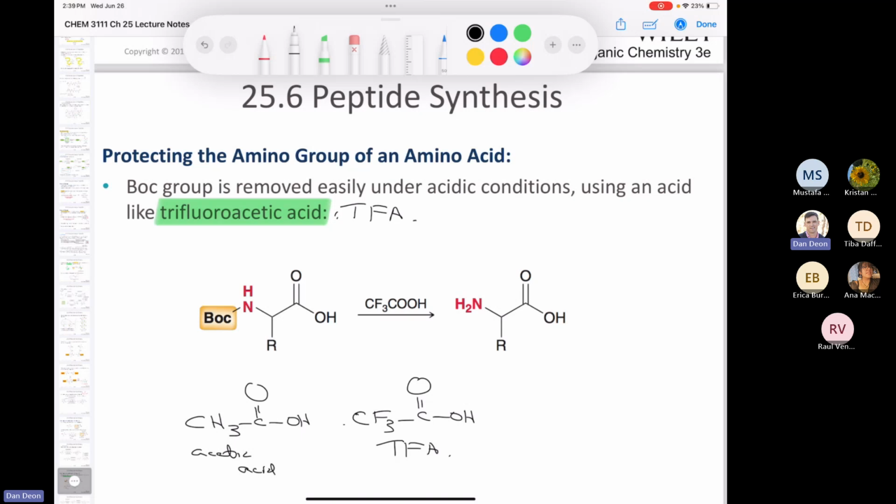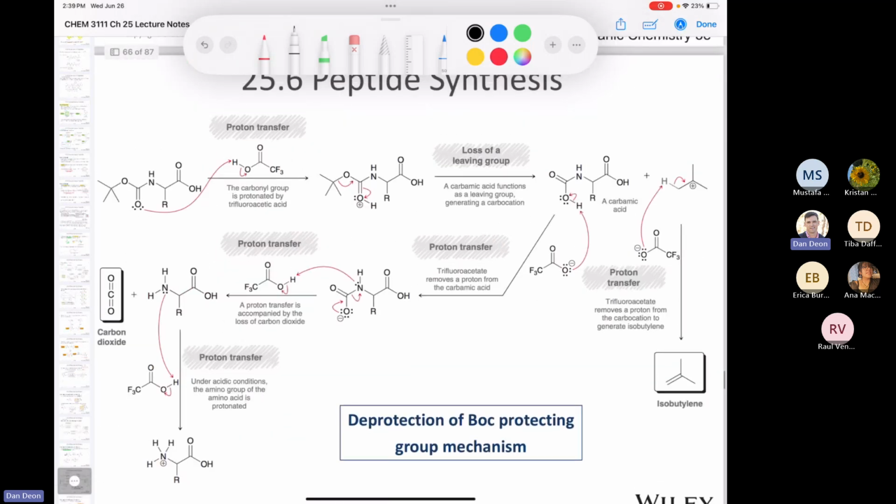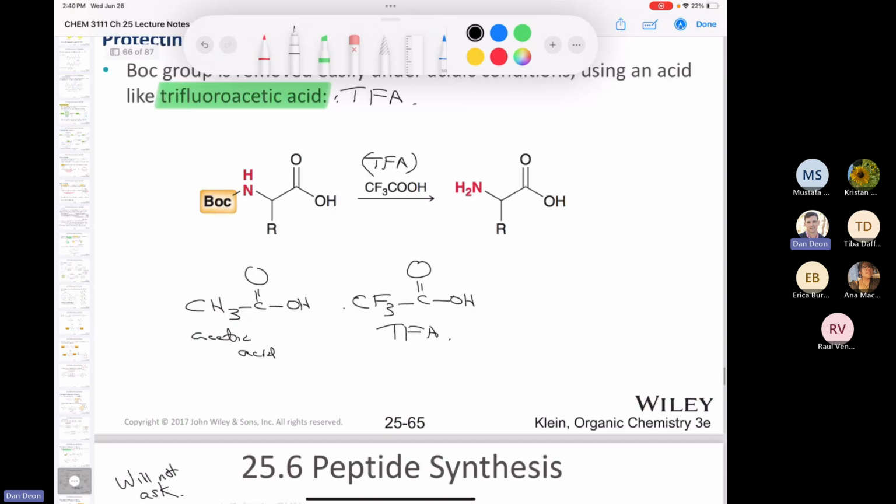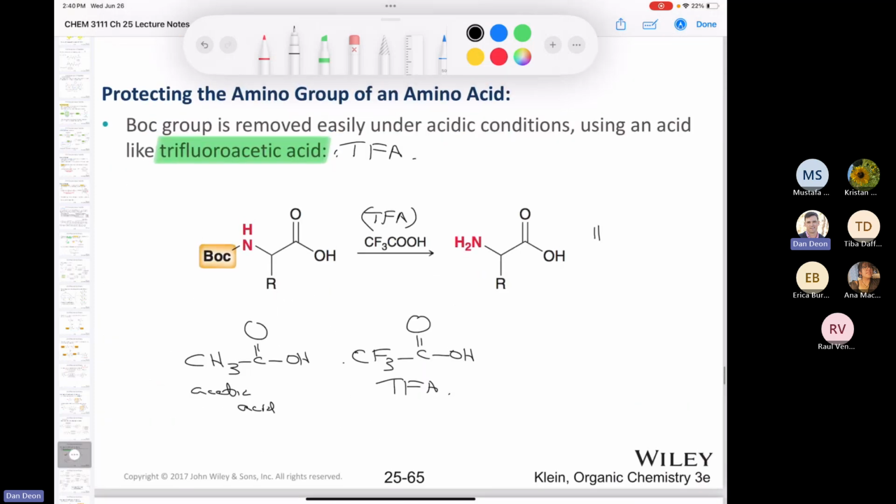And so you can write the condensed formula like this. You can just write TFA above the arrow. That's totally fine, but that's going to remove the BOC group from the amino group. Now, I'm not going to ask you the mechanism of the deprotection of the BOC group with TFA. However, it is worth noting that if you look at this whole mechanism, what's cool about it is that you make isobutylene in the process, which is a gas, and CO2, which is a gas. That's what the arrows going up mean.